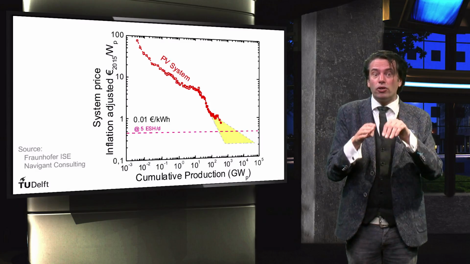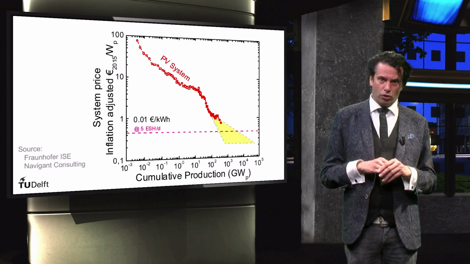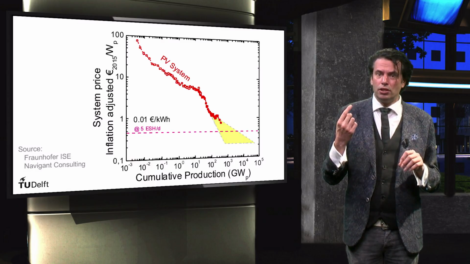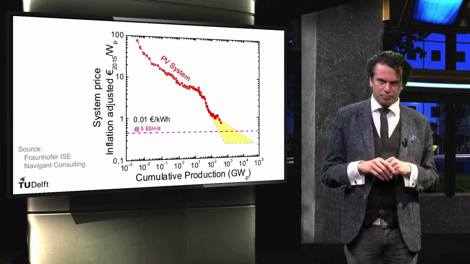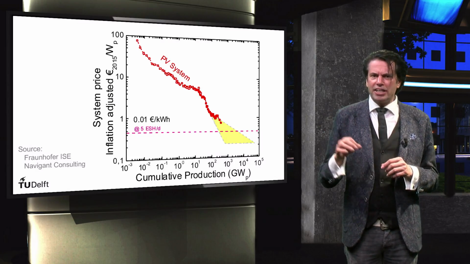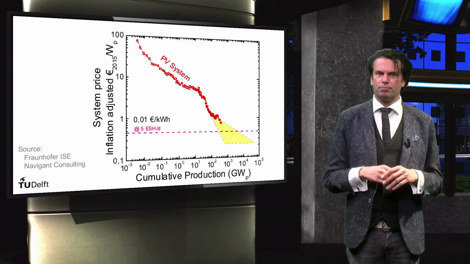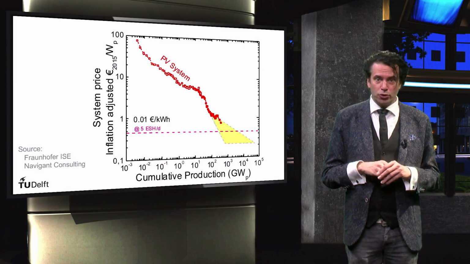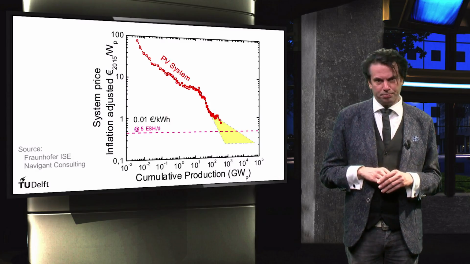However, it could be that the learning rate would slow down. The non-module costs have a lower learning rate than the modules. This could slow down the learning rate of the PV costs. The learning rate, by the way, is the fraction of reduction in the cost price if the cumulative production doubles. Lower learning rates would take a longer time to reach the milestone of 1 euro cent per kilowatt hour.